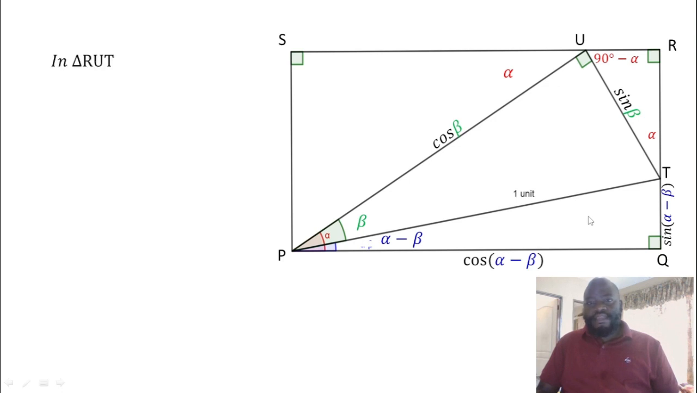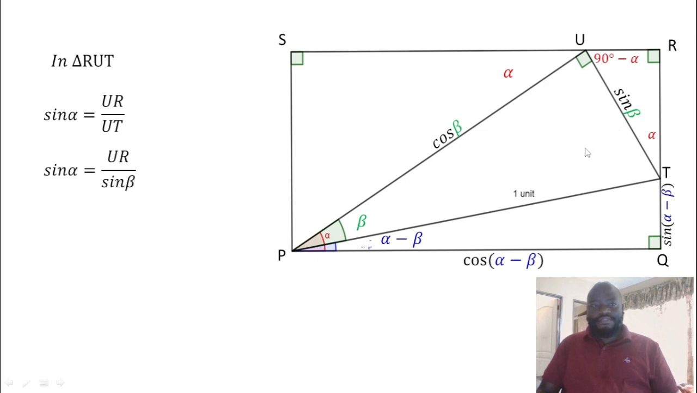Okay. Then in triangle RTU, this triangle over here, we see that sine of alpha is UR over UT, and UT has already been determined to be sine beta. So we can substitute that UT. So making UR the subject, we multiply both sides by sine beta. We get UR equals sine alpha sine beta. So let's go and put it over there.